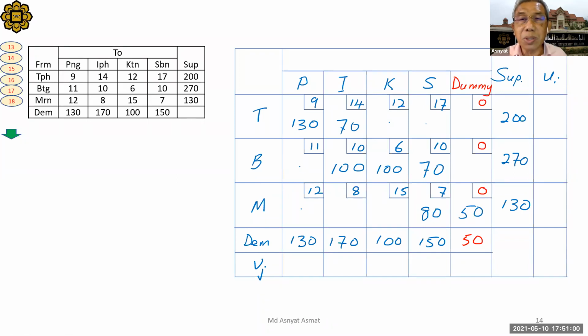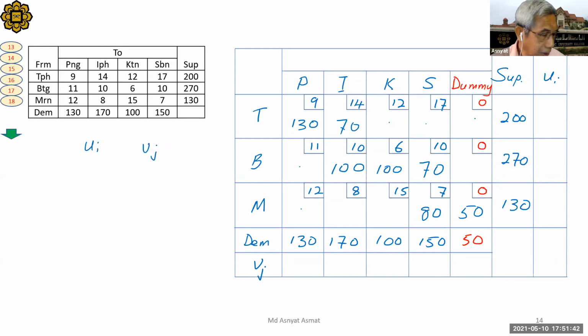Now we want to find the optimal solution. Before we find the optimal solution, we check n plus m minus 1. Here, 3 plus 5 minus 1 is 7. Now, how many basic cells do we have? 7. If it is equal, then we can proceed. Otherwise, you get stuck. That means degenerate.